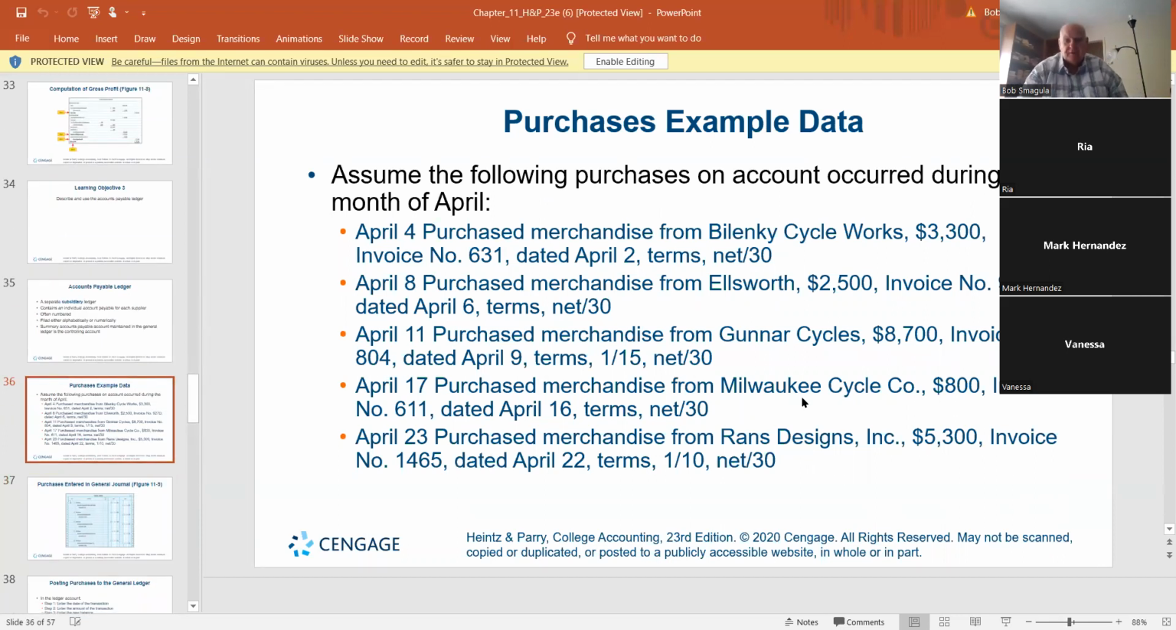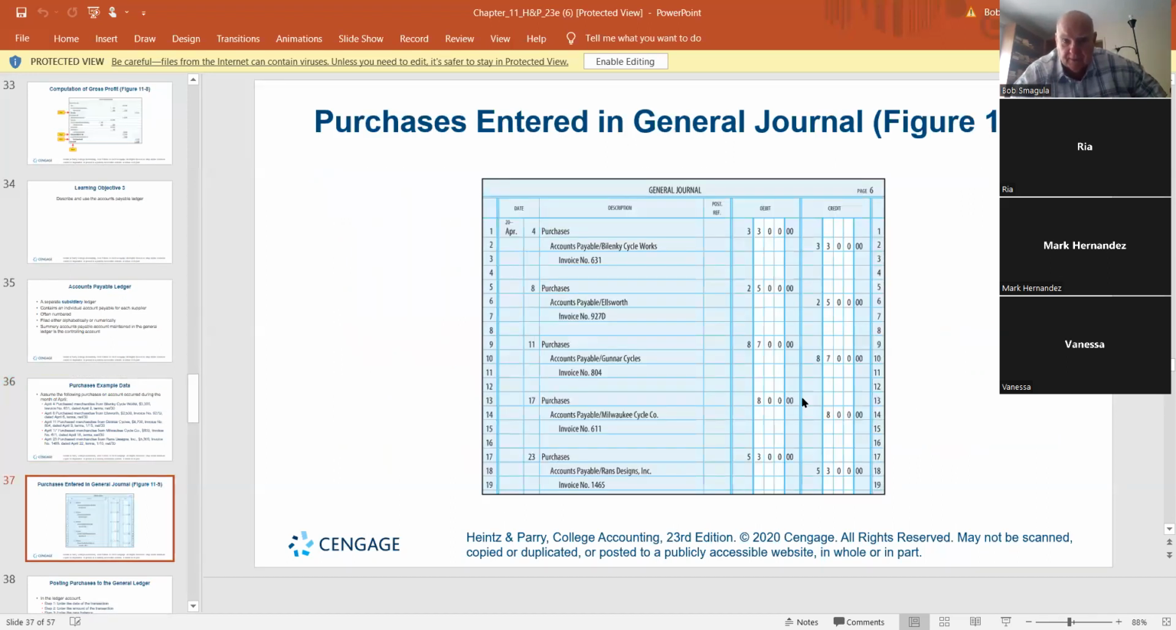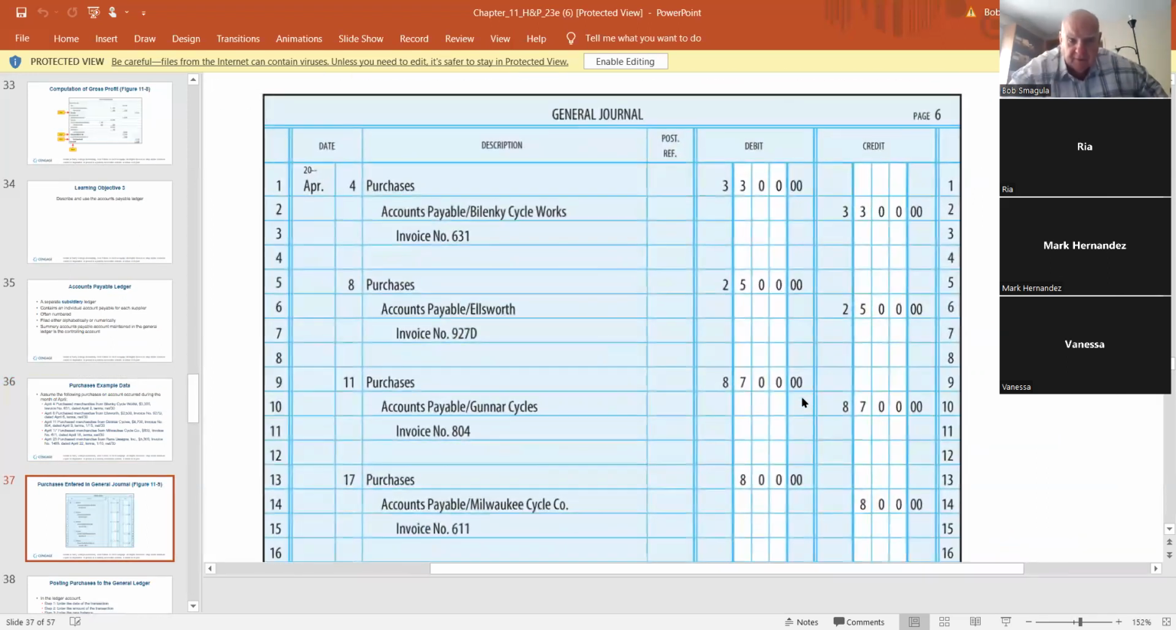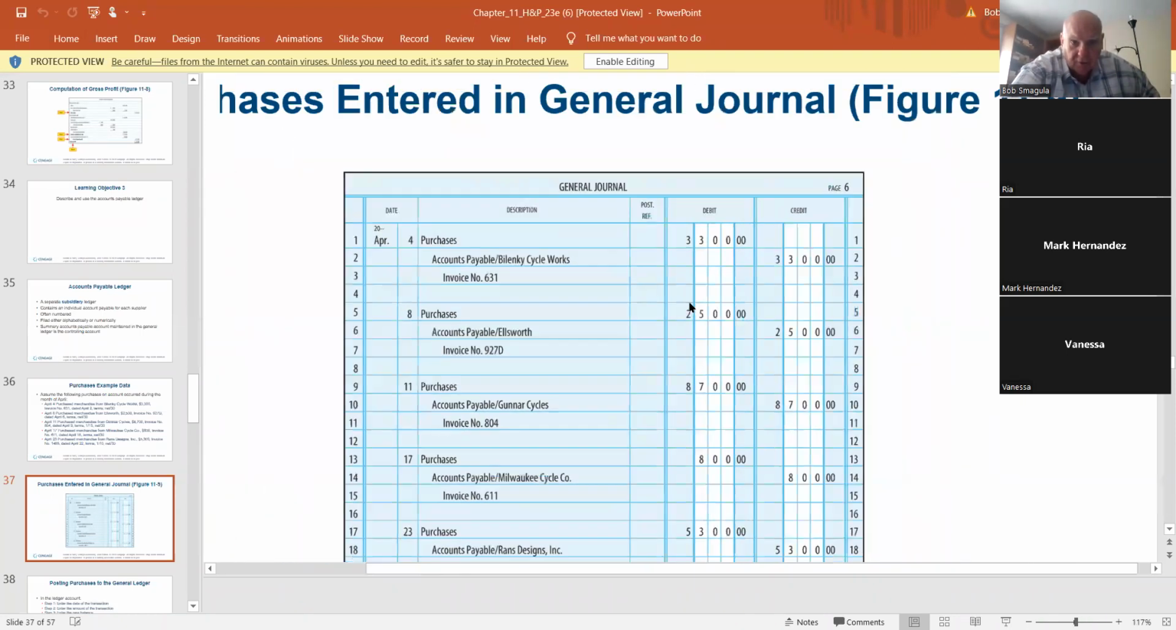So let's see what we have here. We have some purchases, purchase merchandise from Blinky, terms 1/15, dated. Looks like all of these are simple purchases. I don't see any sales tax. I don't see them talking about any returns or anything. So let's take a look. Blinky Cycle Works, $3,300. Ellsworth, $2,500. Well, here's your journal entries. You debit purchases and you credit accounts payable, 3,300, 2,500, etc.